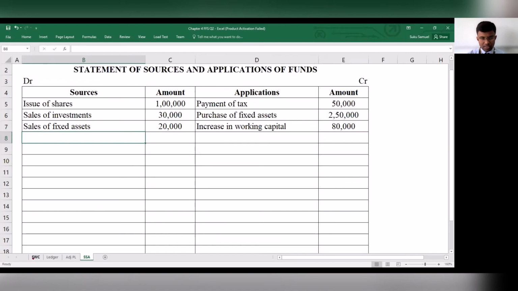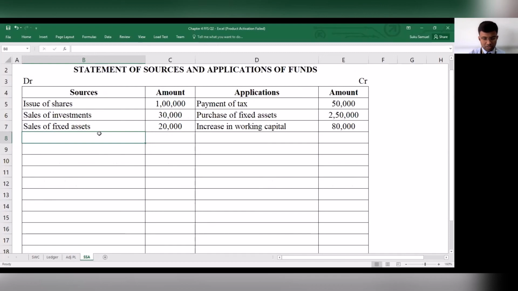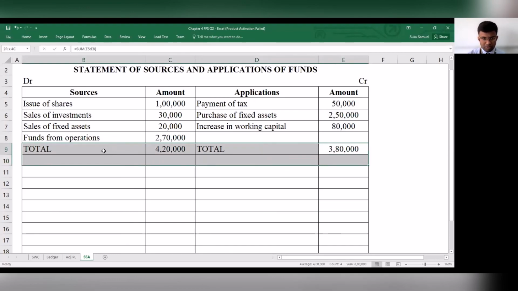Next, we have to consider the funds from operations. Funds from operations we take from the adjusted profit and loss account, and that is 2,70,000. So that has also been considered. Let's quickly total this up and see if we have got our calculations correct. There's a small amount which is missing, so I'll quickly cross check if I've missed something.